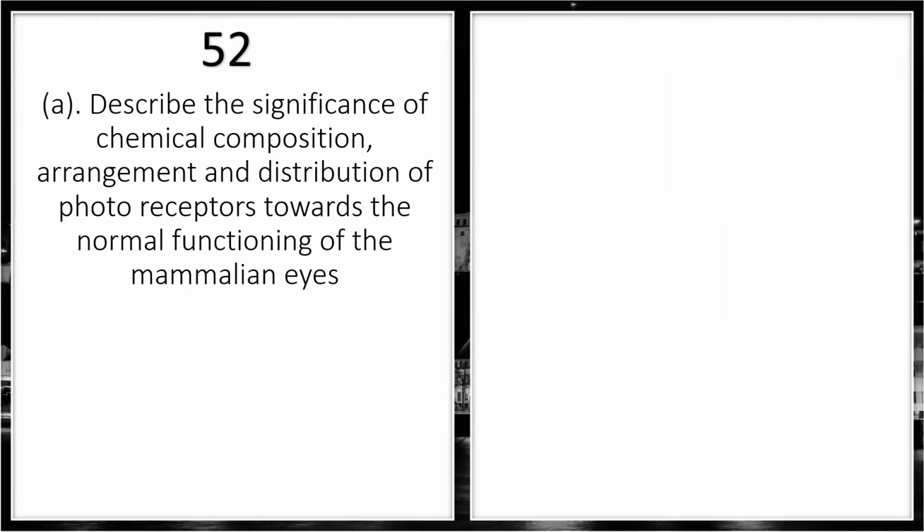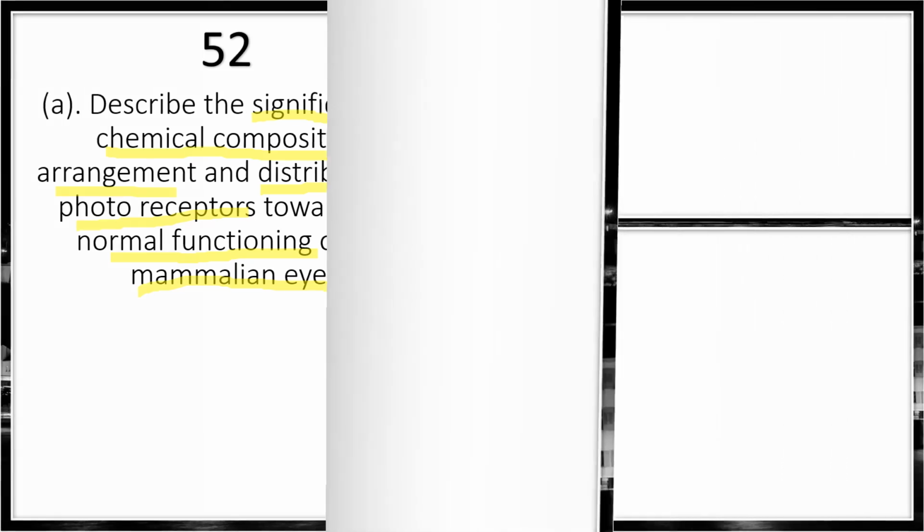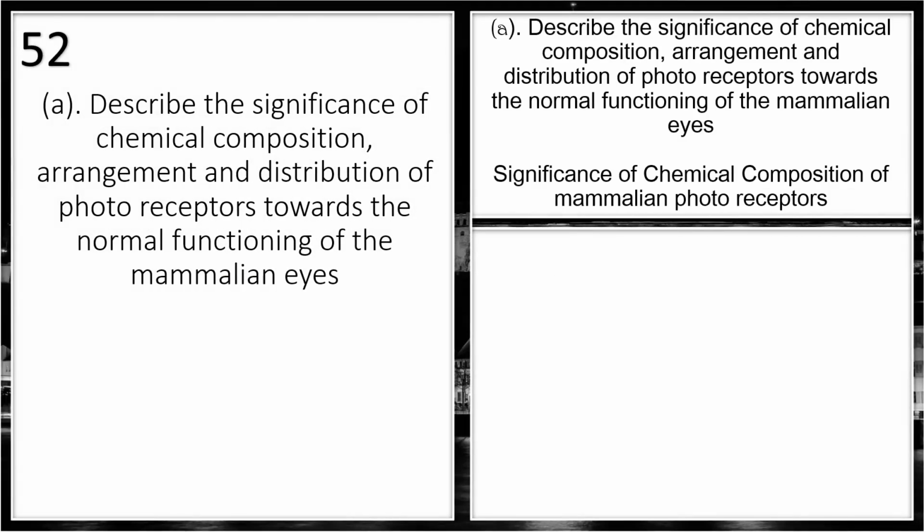Number 52. Describe the significance of chemical composition, arrangement, and distribution of photoreceptors towards the normal functioning of the mammalian eyes. We shall start with the significance of chemical composition of the mammalian photoreceptors.